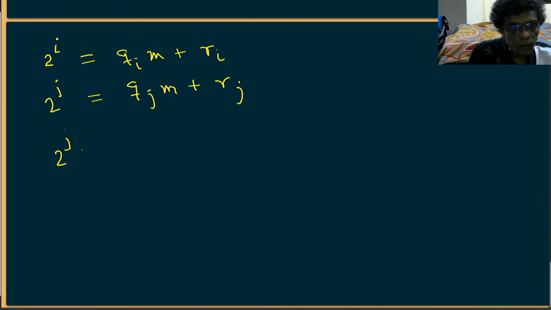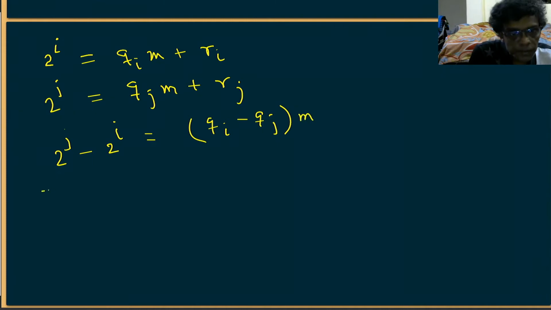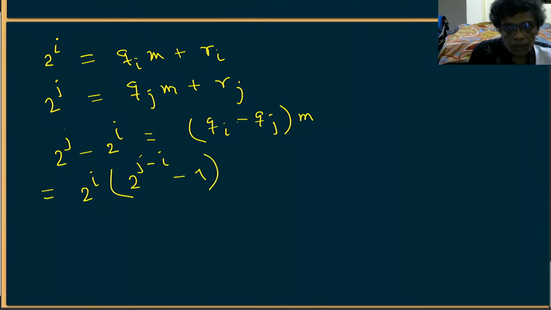What do I have? 2 power j minus 2 power I is equal to, if Ri is equal to Rj, qi minus qj times m. And this side I rewrite as 2 power I times (2 power j minus I minus 1). So this quantity, which is a multiple of m, is equal to this. Okay.